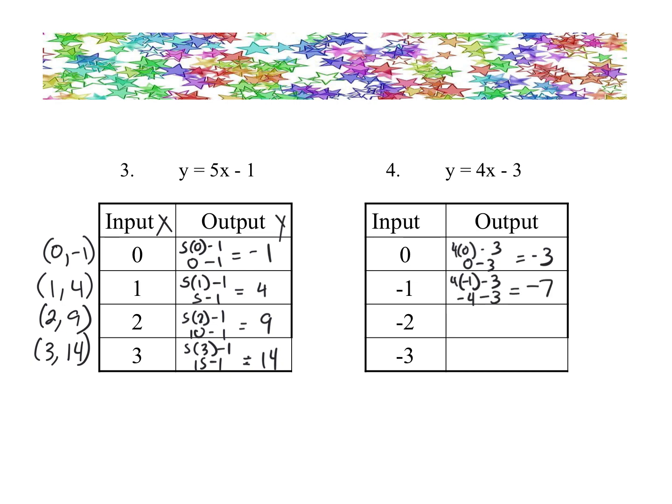So it's going to give us negative 7. Next, we're going to use negative 2. So 4 times negative 2 minus 3. It's going to be negative 8 minus 3. We're going to get that equals negative 11. And lastly, we're going to get 4 times negative 3 minus 3. So we're going to get negative 12 minus 3. It's going to give us negative 15.